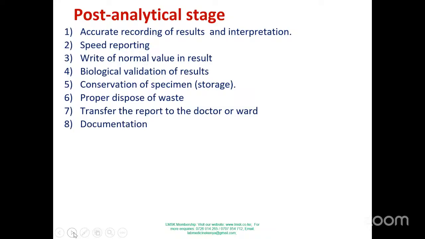Then the next one is speed reporting. You need to write the normal values in the results. So the report should indicate the reference ranges, just to guide the clinicians. And then biological validation of results. Biological validation simply means that the reference ranges that you are using reflect your population.